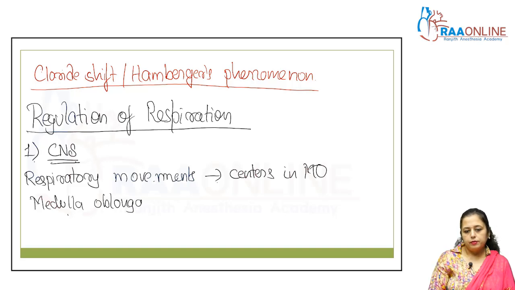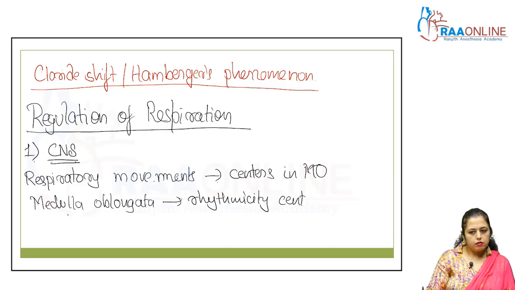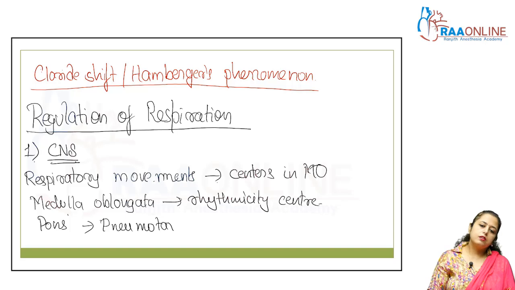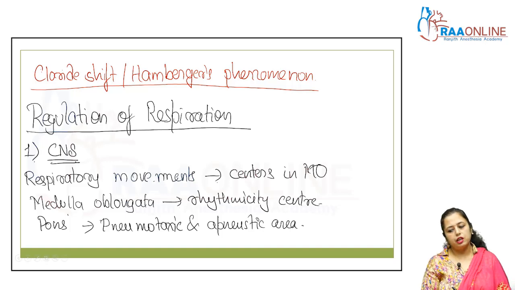Medulla oblongata carries the rhythmicity area, that is the rhythm center, right? And pons carries the pneumotaxic area and the apneustic area, right?